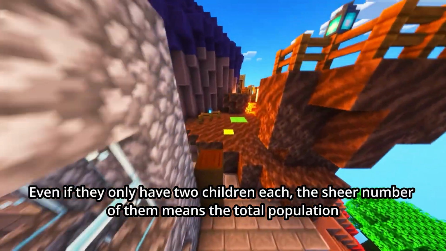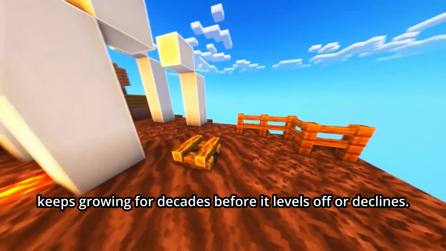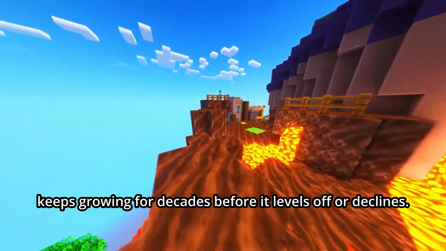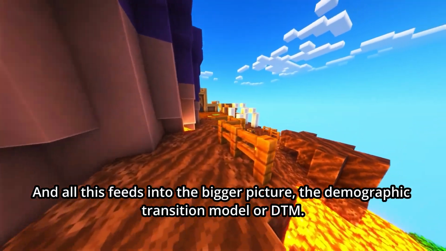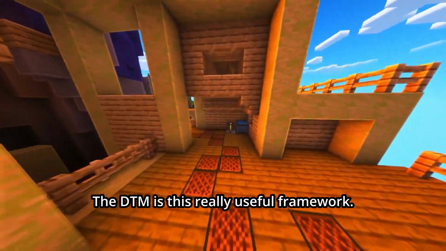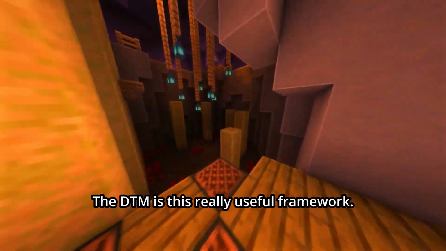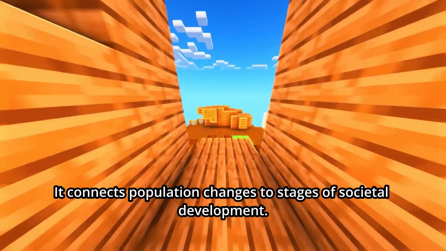Even if they only have 2 children each, the sheer number of them means the total population keeps growing for decades before it levels off or declines. It's like an echo. Makes sense. And all this feeds into the bigger picture, the demographic transition model, or DTM. The DTM is this really useful framework. It connects population changes to stages of societal development.